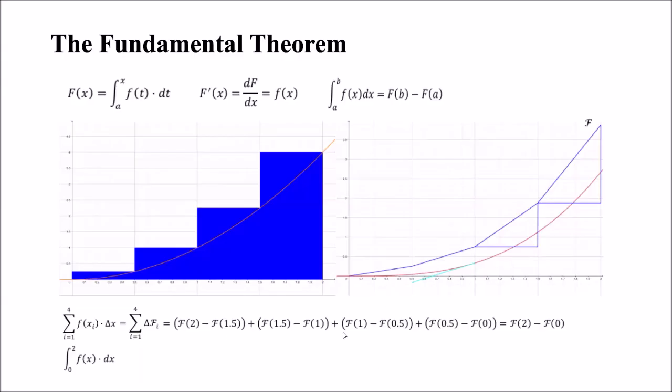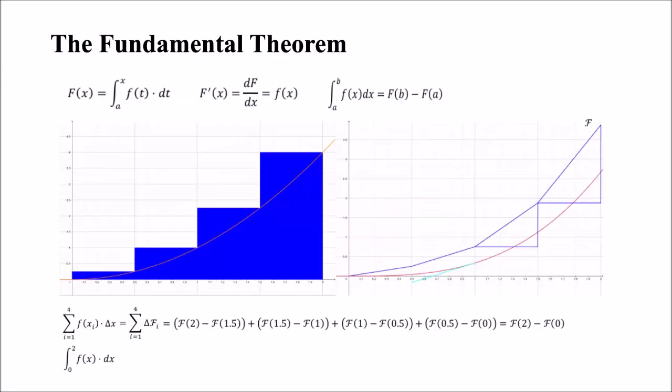Therefore, this sum makes a telescoping series, meaning that middle terms all cancel. What's left is simply f2 minus f0, the difference of f between upper and lower limits. The key is summing areas of rectangles is equivalent to summing differences in f. This is how summation and subtraction are conspiring, so to speak, to turn small differences into a big one.